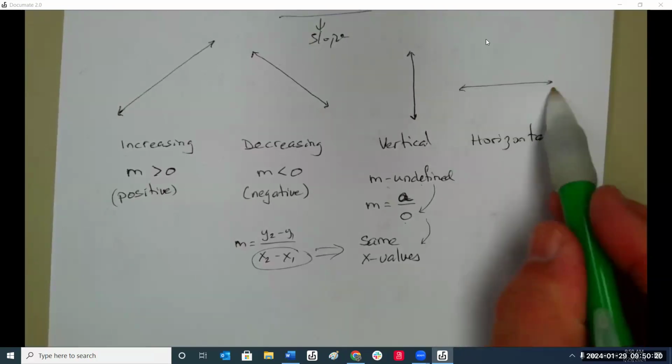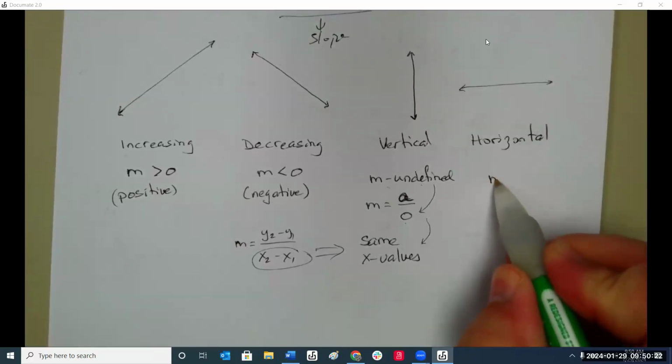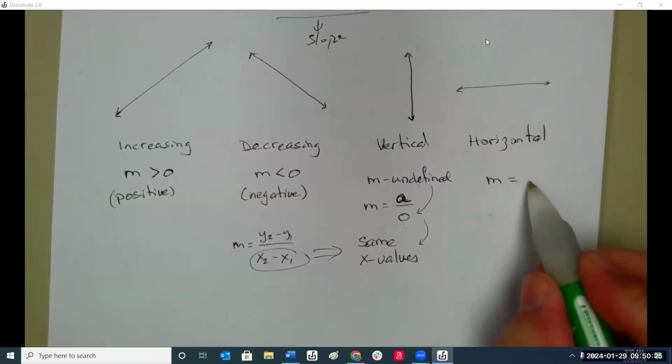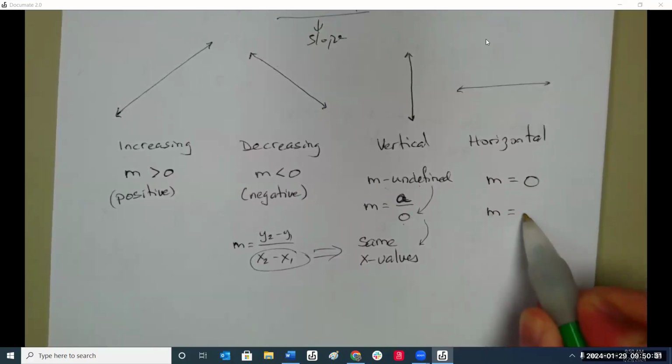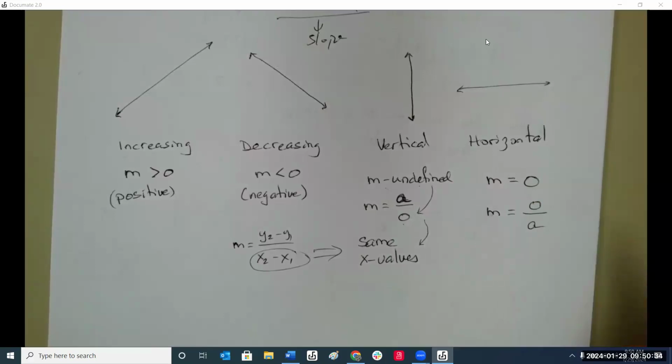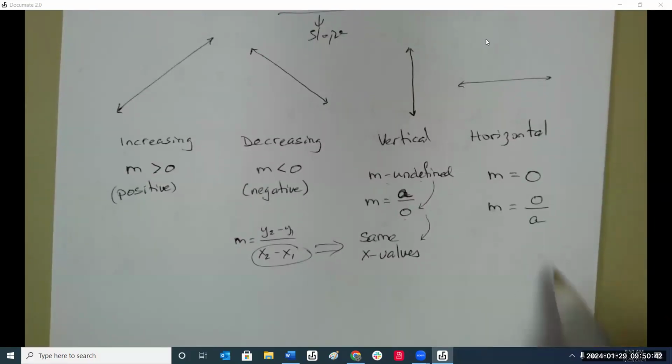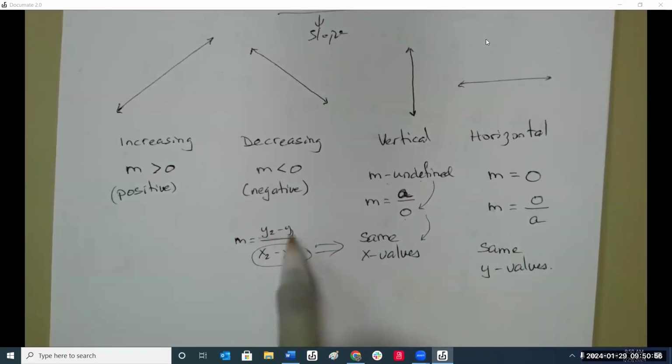If they're horizontal, the slope is zero, which means the zero is on top. And what does that mean? This occurs when we have the same y values, because the only way a fraction can equal zero is if it's zero on top.